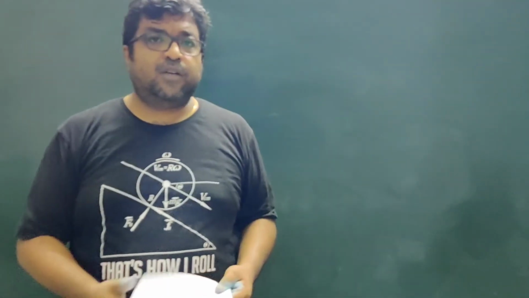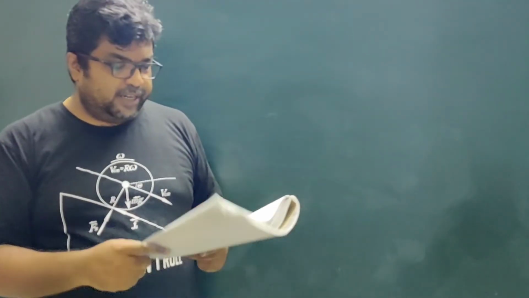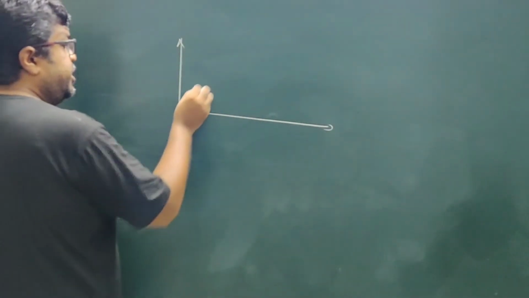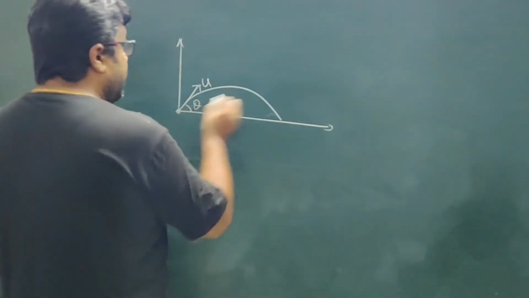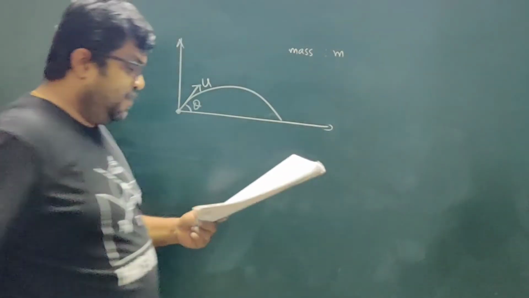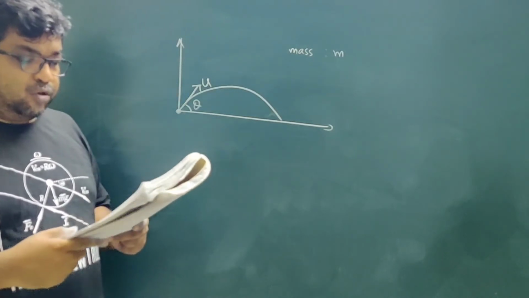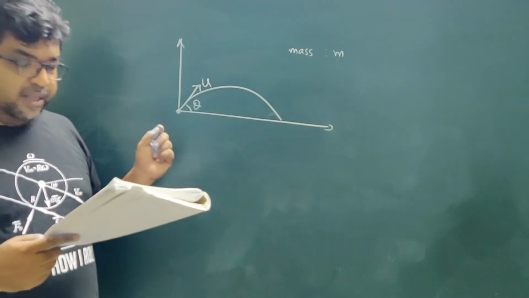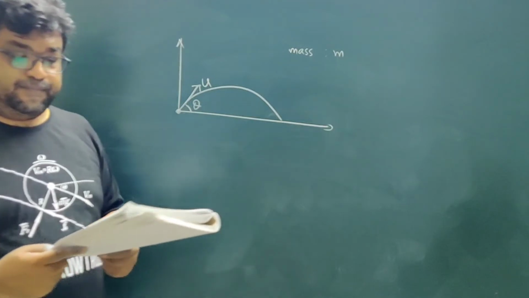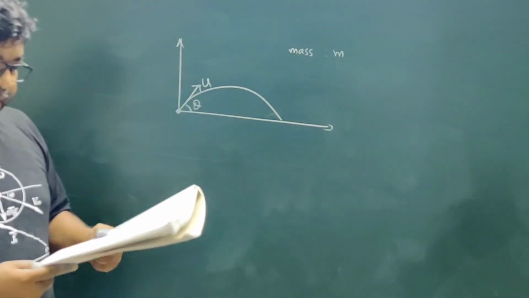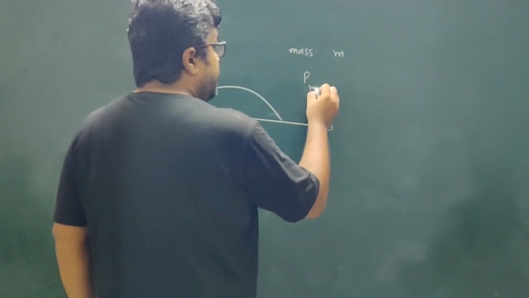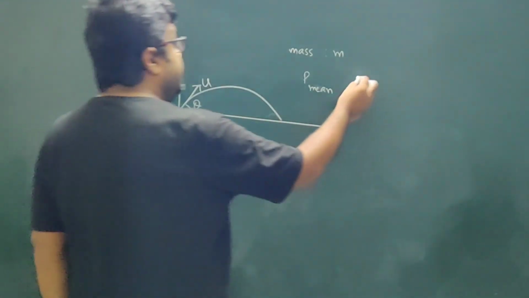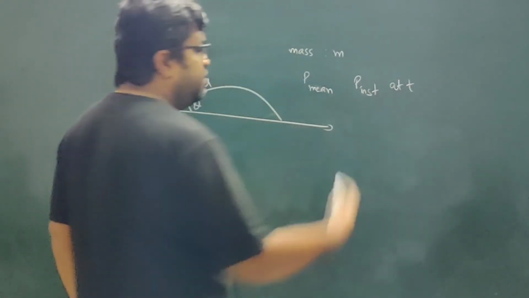Now we will solve one question based on average power and instantaneous power. This question is based on projectile motion. Suppose a projectile is projected with velocity u at an angle theta, and this is its trajectory. The projectile has mass m. A body of mass m is thrown at an angle theta to the horizontal with initial velocity u. Find the mean power developed by gravity over the whole time of motion, and the instantaneous power of gravity as a function of time. P mean you have to calculate for the whole time of motion, and instantaneous power at an arbitrary time t is asked.